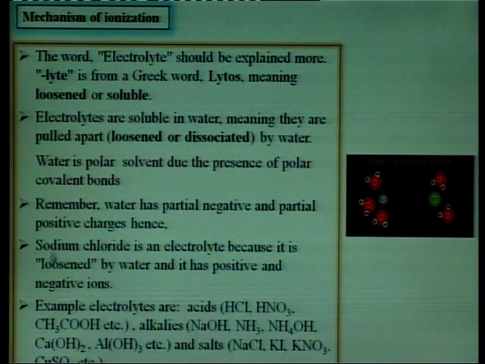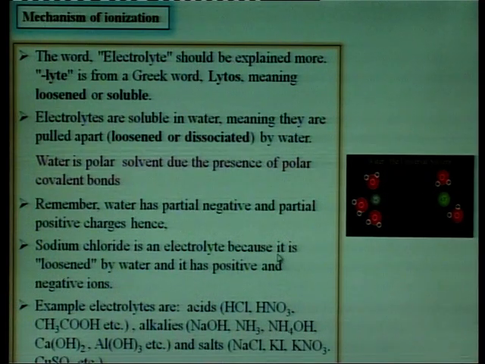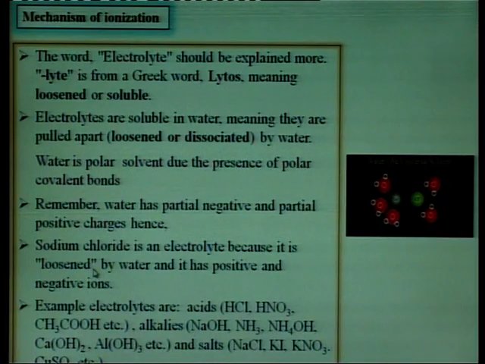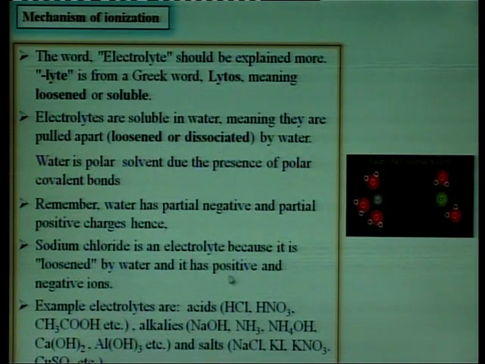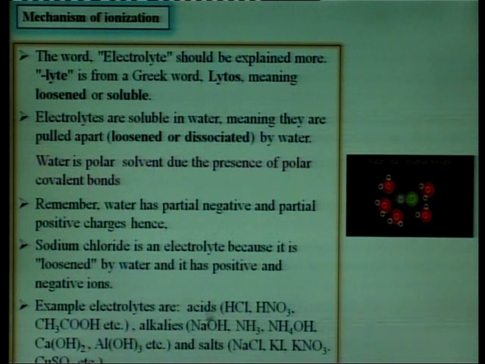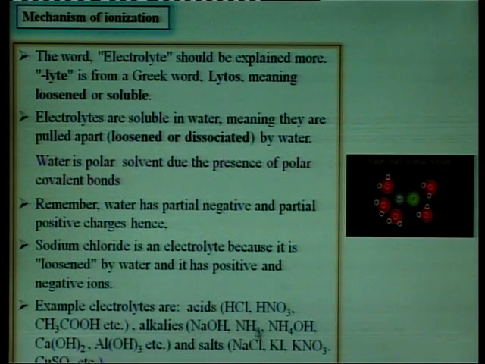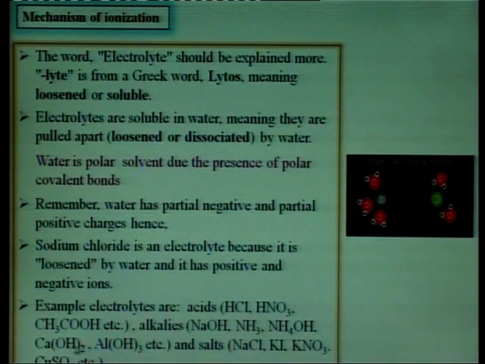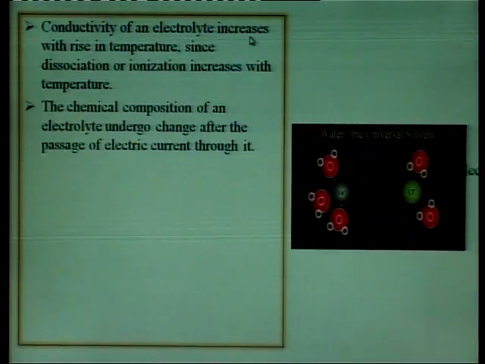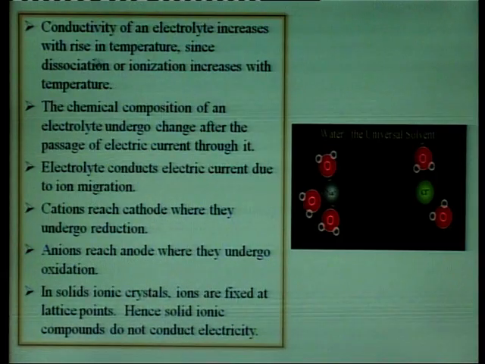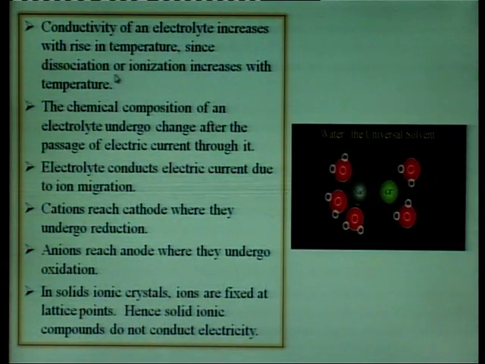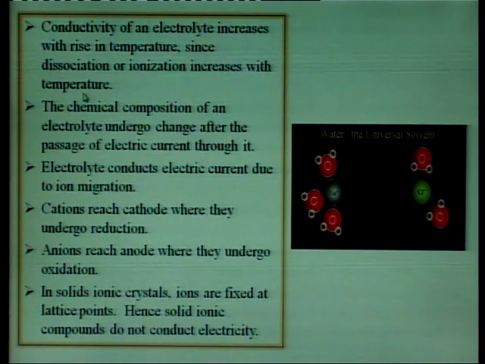Sodium chloride is an electrolyte because it is loosened or broken into cations and anions by water. The other examples we can quote are many acids: hydrochloric acid, nitric acid, acetic acid, sodium hydroxide, even aqueous ammonia, ammonium hydroxide, calcium hydroxide. These are all other examples of electrolytes. So, the conductivity of an electrolytic solution will increase with a rise in temperature. Dissociation or ionization will increase with increase in temperature.